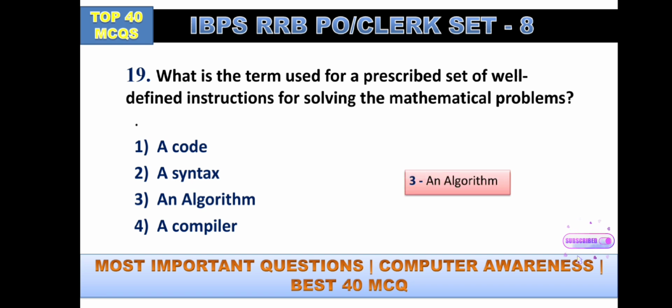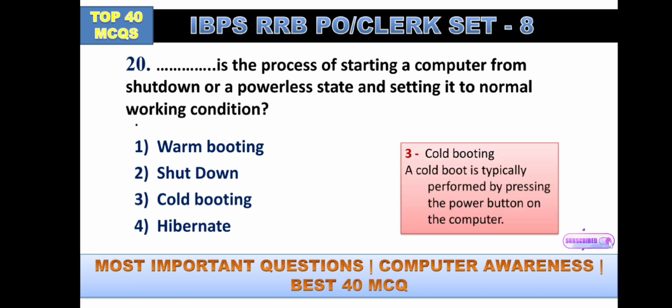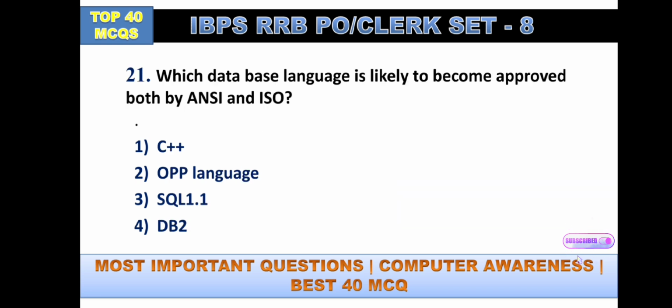Okay, algorithm. Okay. Question number 20, dash is the process of starting a computer from shutdown or a powerless state and setting it to a normal working condition. So this whole process is called cold booting. Okay. Question number 21, which database language is likely to become approved both by ANSI and ISO? So the database was SQL 1.1. Okay, SQL 1.1.